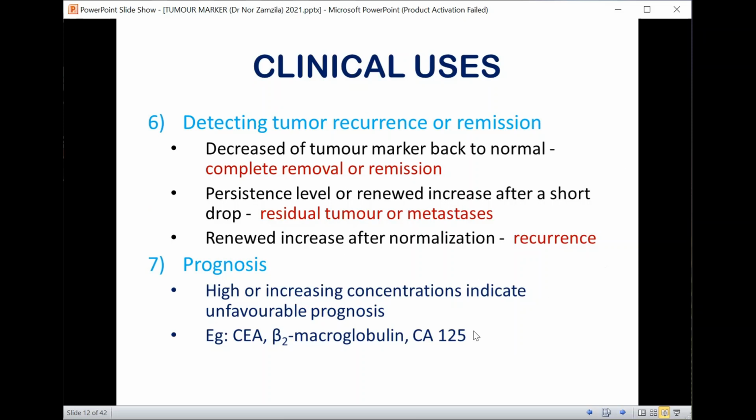And we can also use tumor marker to look at the prognosis. Some tumor markers can give you prognosis, where the high or increasing concentration will indicate unfavorable prognosis.